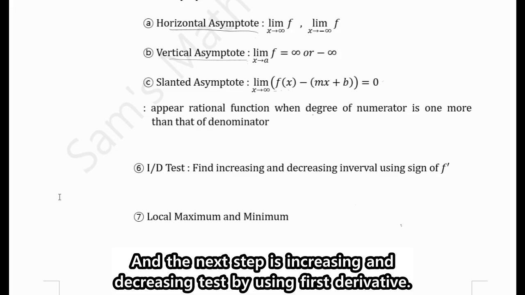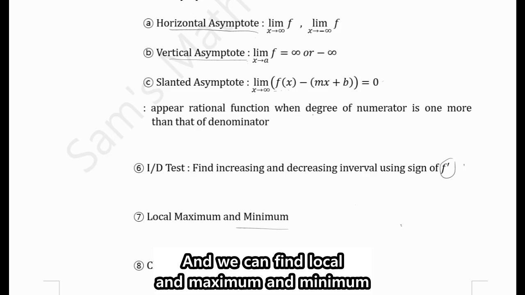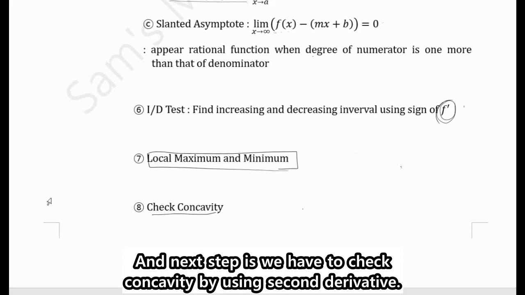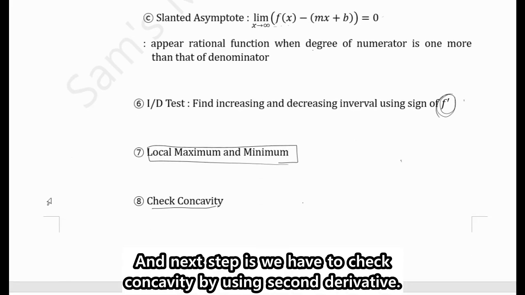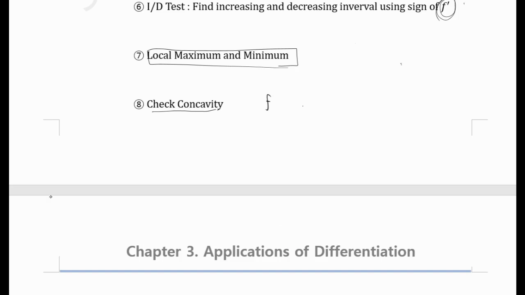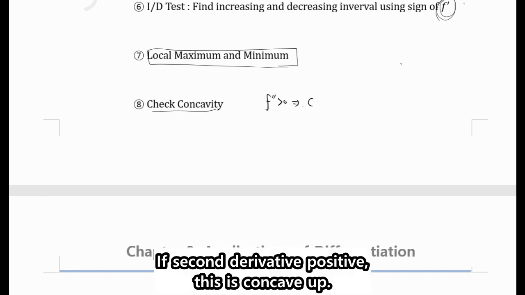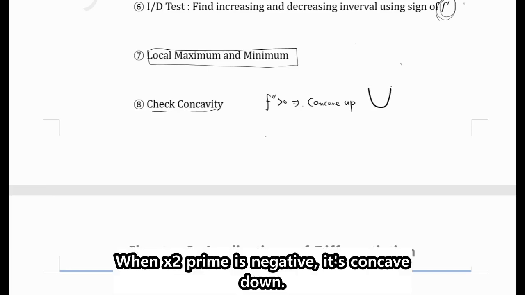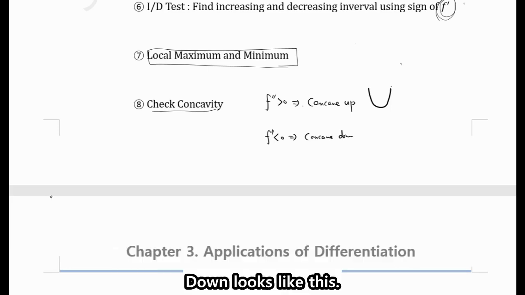The next step is the increasing and decreasing test using the first derivative, and we can find local maximum and minimum extreme values where the first derivative equals 0. The next step is to check concavity using the second derivative. So I will take an example. If the second derivative is positive, it is concave up, and it looks like this. When y double prime is negative, it is concave down, and it looks like this.